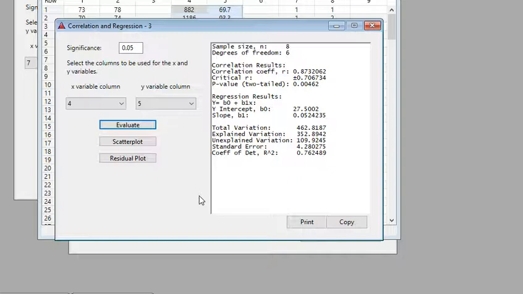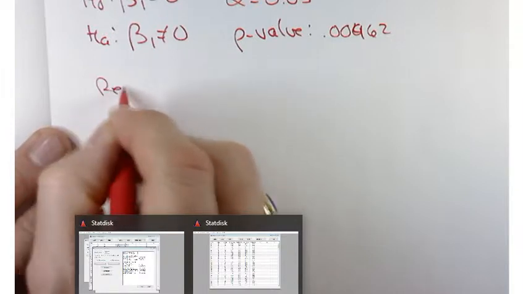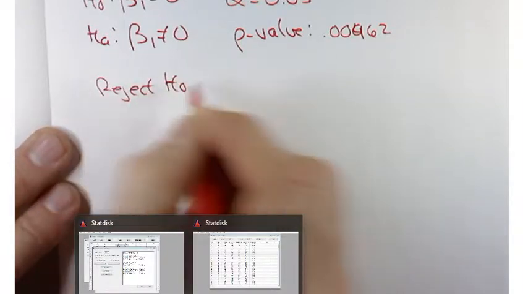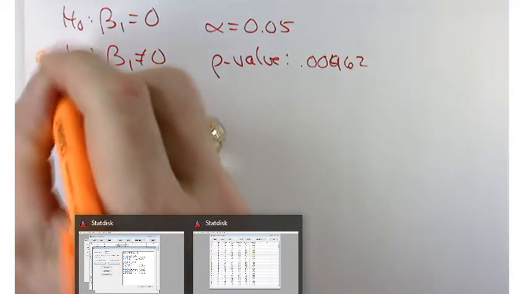0.00462. So what does that lead us to in terms of a decision on H0 or HA? I should say H0. Yeah, thank you. We're going to reject H naught. Now, if we're testing for whether or not we have a significant relationship, this would be our original claim.